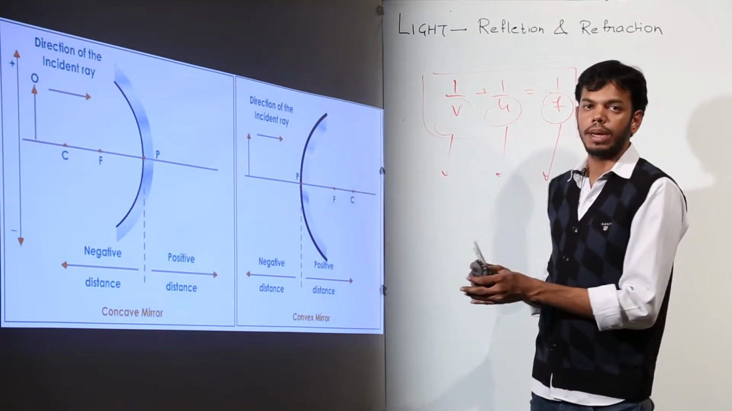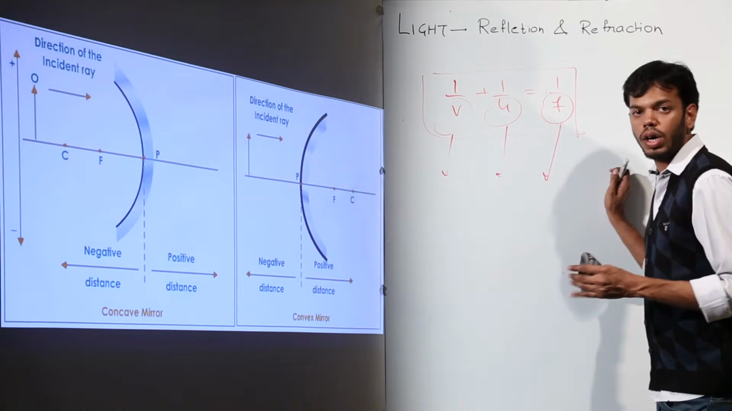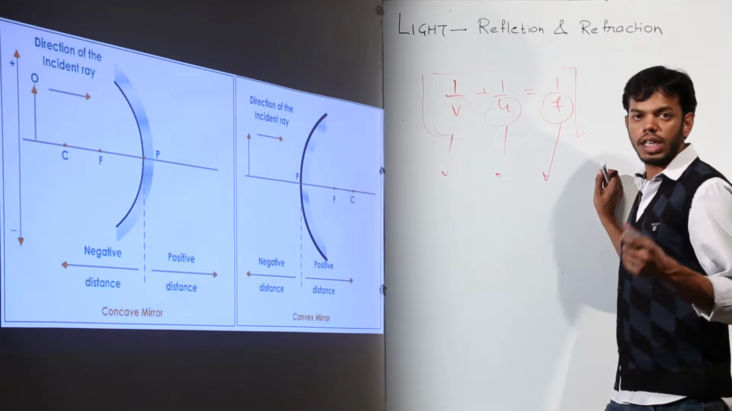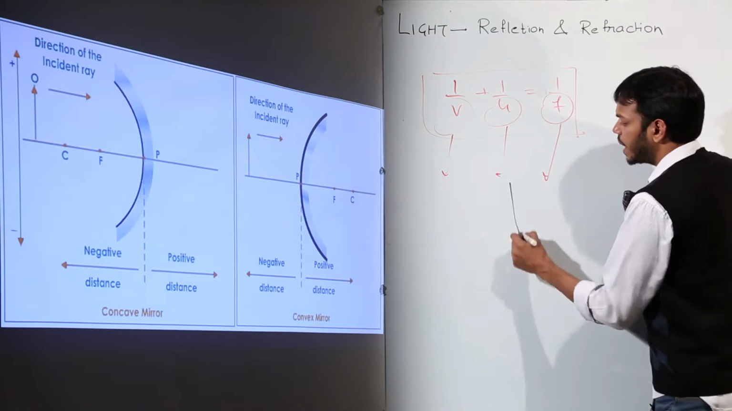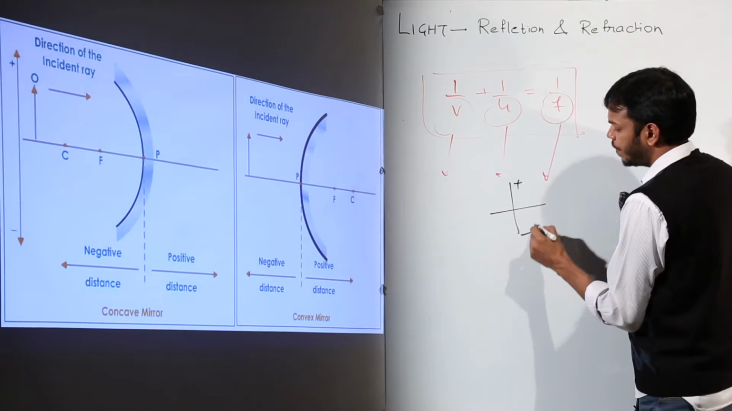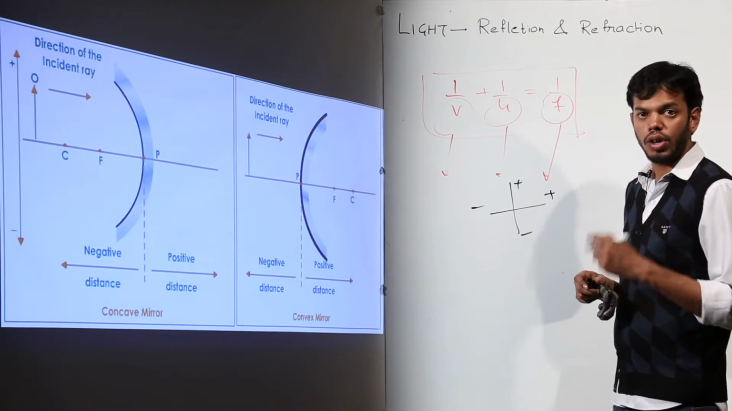So this whole Cartesian system always follows a simple sign convention of the line diagrams which you have done in the number line system. That is positive, negative, positive, negative. This has to be followed.